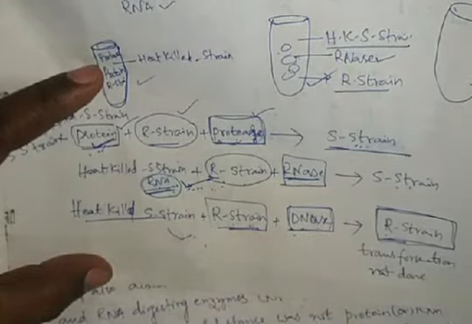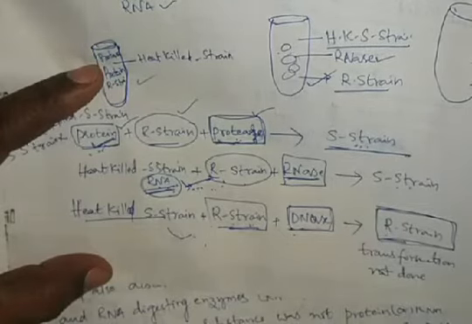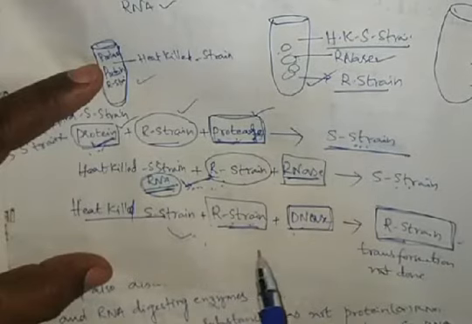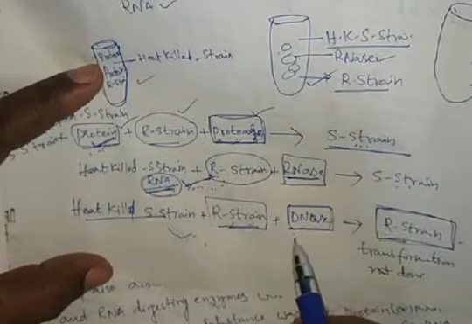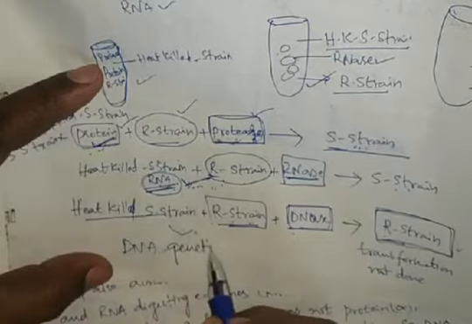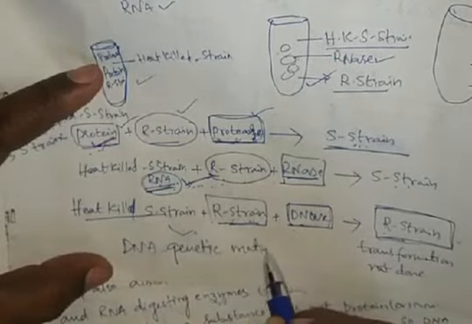By this experiment they proved that R strain is converted into S strain only by the presence of DNA. So DNA is the genetic material. DNA is the genetic material.